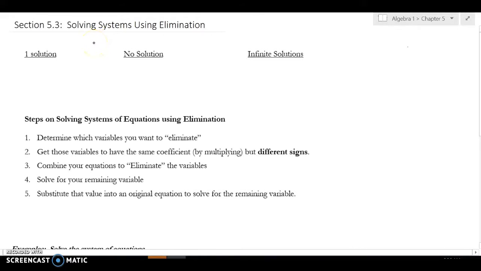Alright, so we're continuing to work with systems of equations. This time we're going to solve with something called elimination. So remember, one solution is when you solve and you get an x value and a y value. Remember, no solutions and infinite solutions, the variables are gone. Just like when we learned substitution.